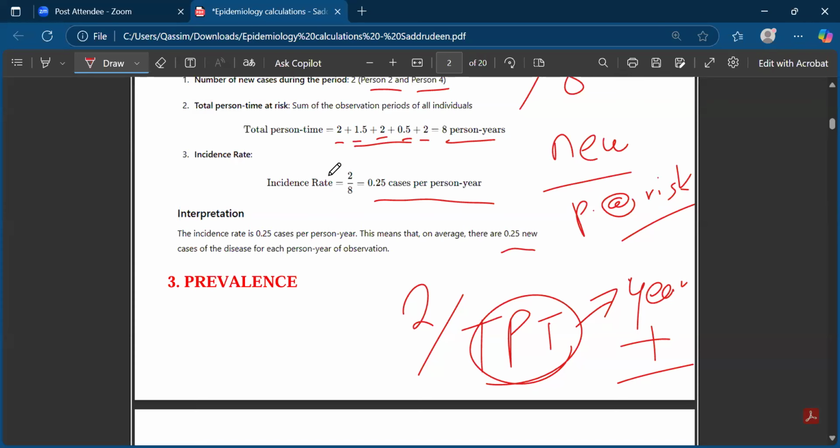So let us look at the third thing, how to calculate prevalence. Don't worry, I'll share these notes. No need to write. We'll be moving a little bit fast because of time, okay?